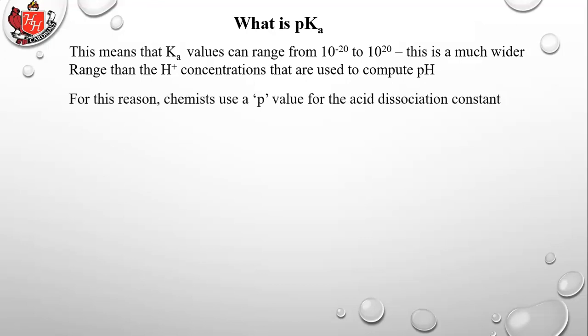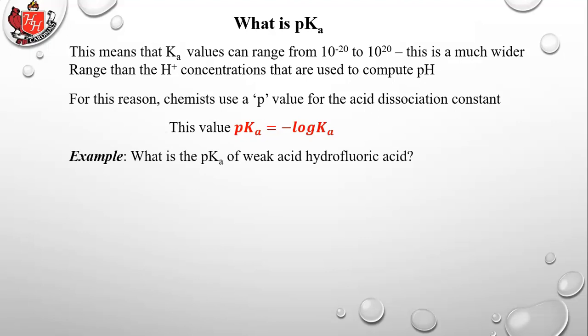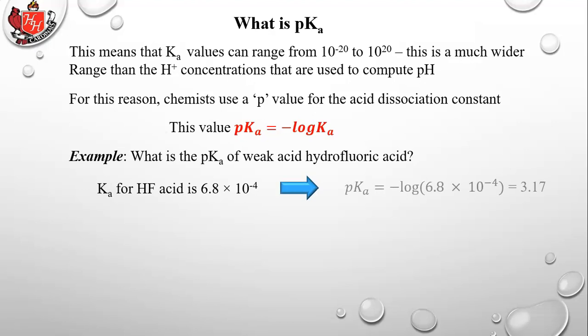For this reason, chemists use a p-value for the acid dissociation constant. And there it is. This value pKa is the negative log of the Ka value. So let's just get an idea of what those could be. For example, what is the pKa of weak acid hydrofluoric acid? Well, you can look up in your book that the Ka for hydrofluoric acid is 6.8 times 10 to the negative 4th. If you take the negative log of that, you end up with 3.17.